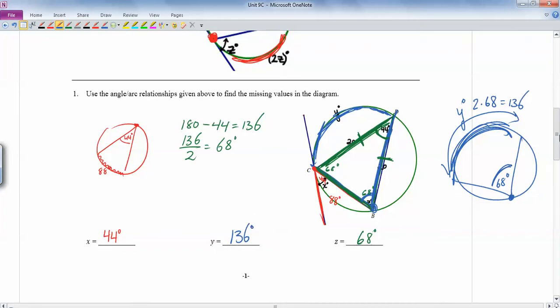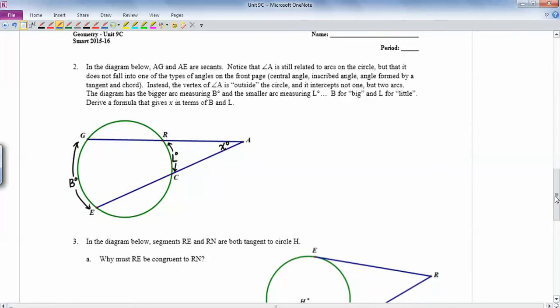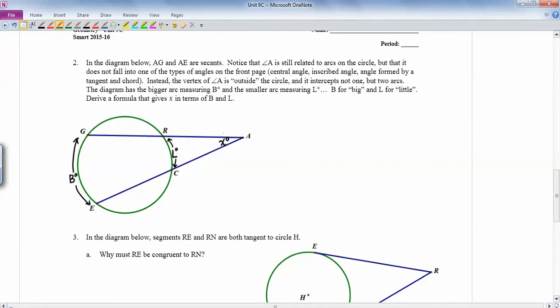All right, let's take a look at the next part. So in this one, notice the angle here that we're looking at is outside the circle. The vertex is outside the circle.